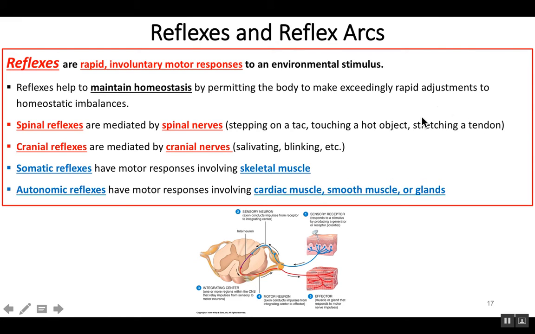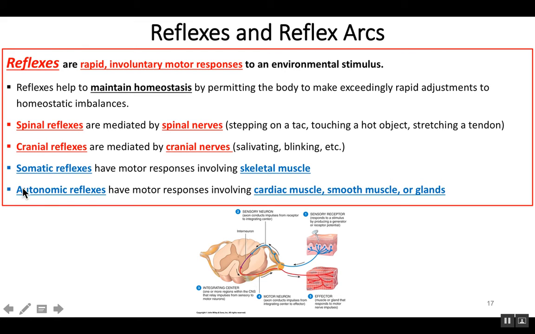This is an interesting one in that stretching of a tendon is a spinal reflex. We'll talk more about that one. That's actually a really important one. Salivating is cranial, so that's a reflex. Doesn't really protect the body, but it's getting the digestive system ready for the food. Blinking. So if there's an object coming towards the eye, and that's the dangerous stimulus, blinking will protect that eye. Blinking is controlled by cranial nerves.